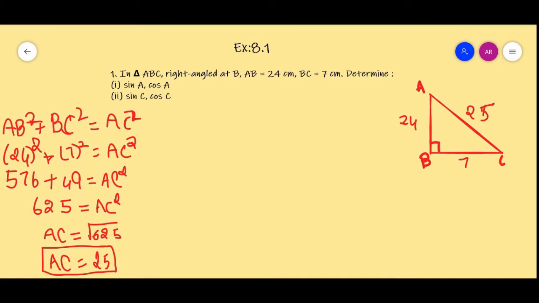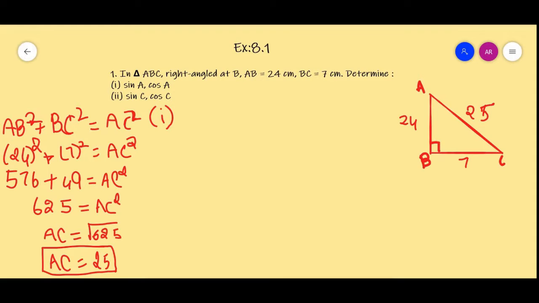Now as we got the values of all three sides, it's going to be very easy to actually find sine A, cos A and sine C, cos C. So first of all, let's write it as the first bit and then solve it. So what is sine A? What is the value of sine theta? If you remember, the value of sine theta is opposite side by hypotenuse.